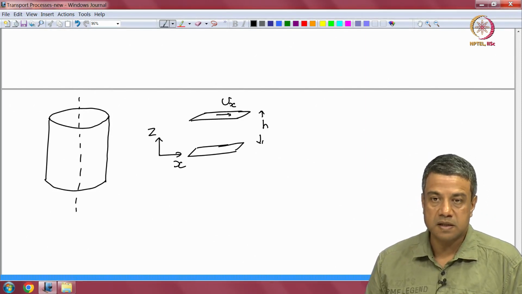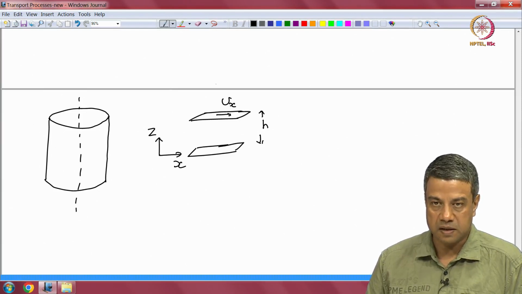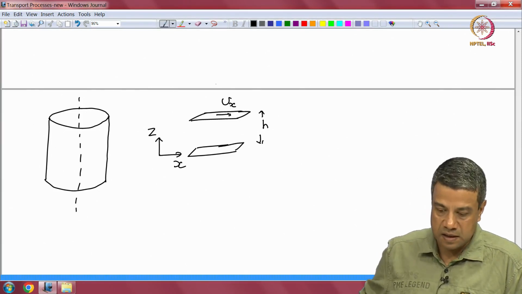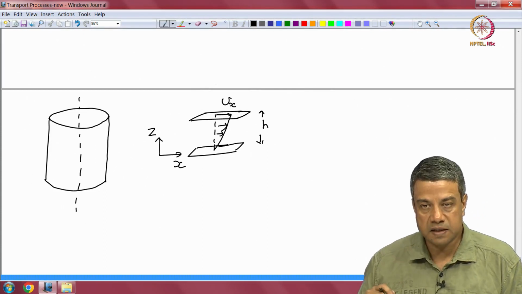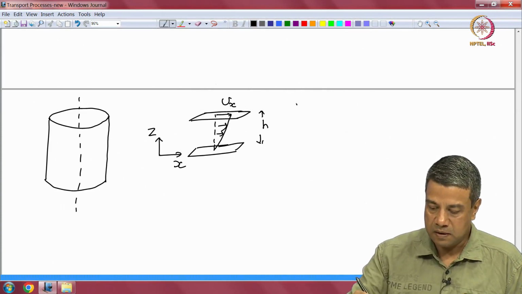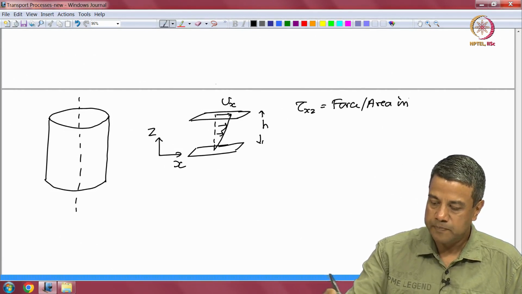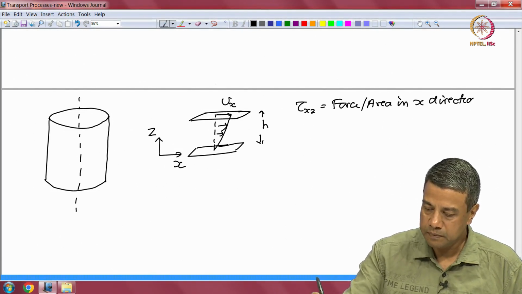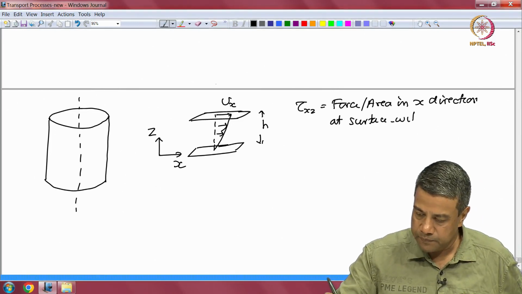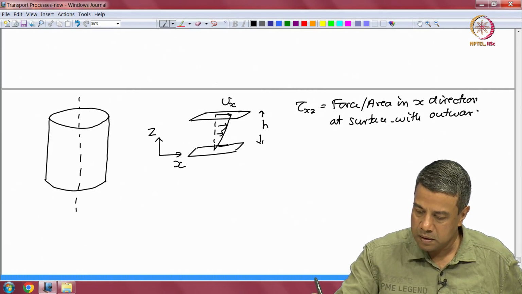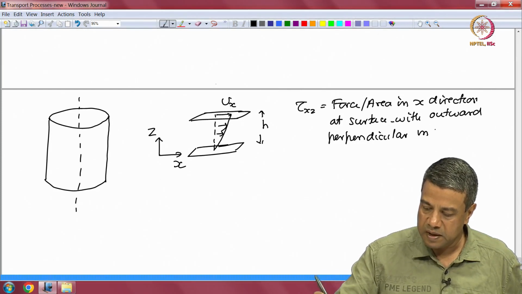The velocity direction of the plate was perpendicular to the direction of variation, that is, the velocity variation is in the z direction, whereas the velocity itself is in the x direction. So, we were writing an equation for the variation of x momentum in the z direction, and we had got tau x z as the force per area in the x direction at a surface with outward perpendicular in the z direction.